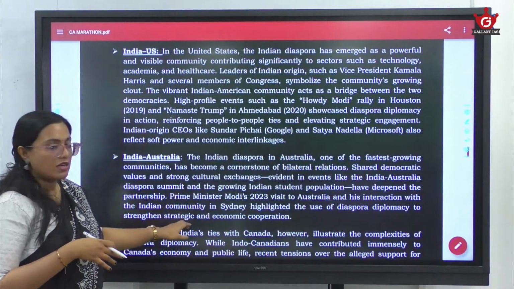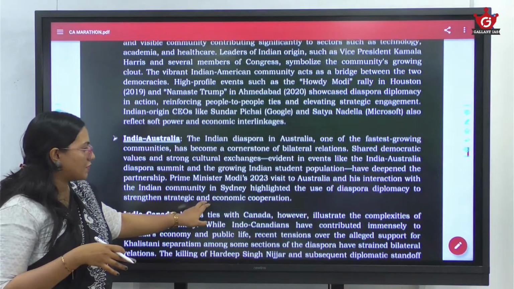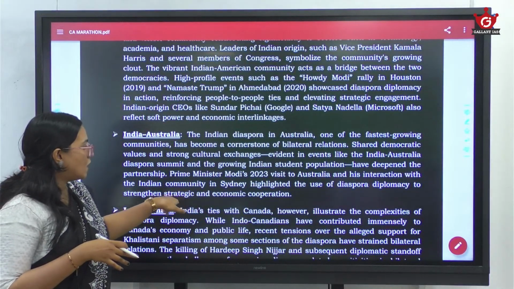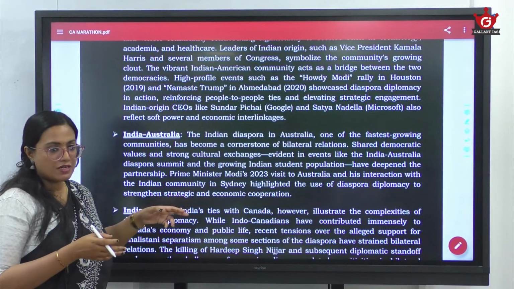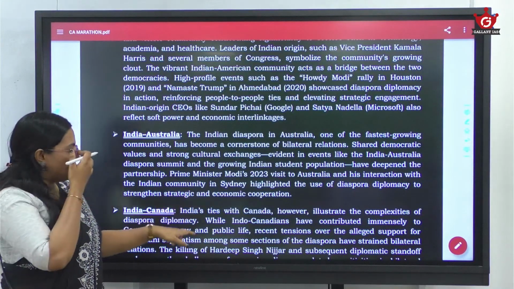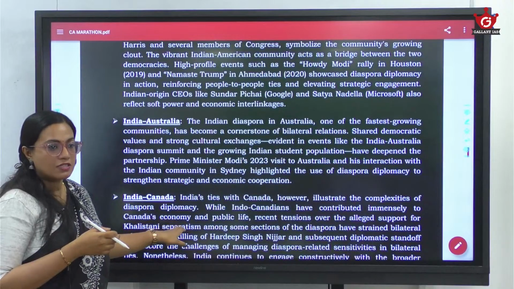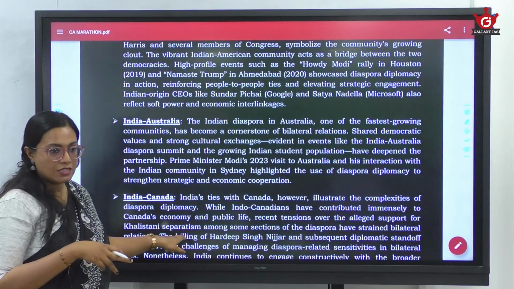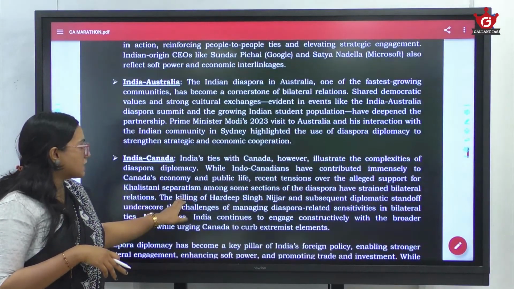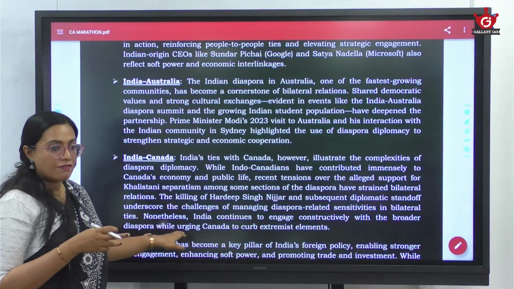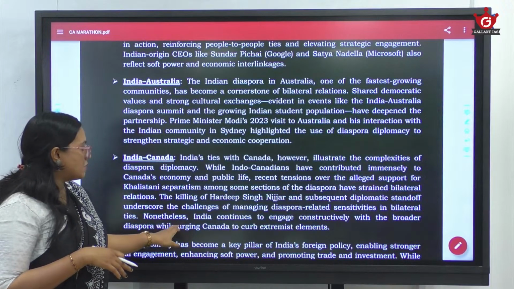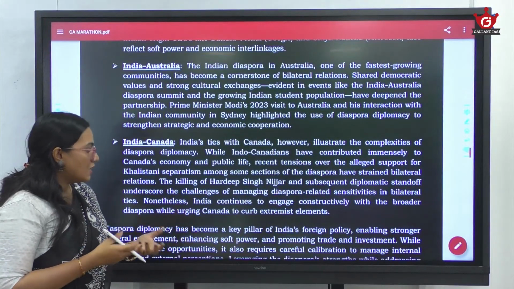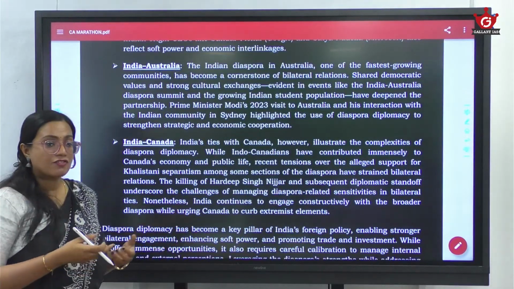Now India and Australia also, we have a trade relationship. We are also relaxing the student visa regime with Australia. These things are there. Yet there was an attack on the Indian community. India and Canada is the problem where we have certain tensions. Mention it, and then we are actually trying to strengthen.